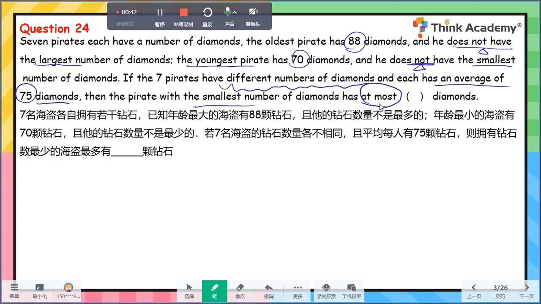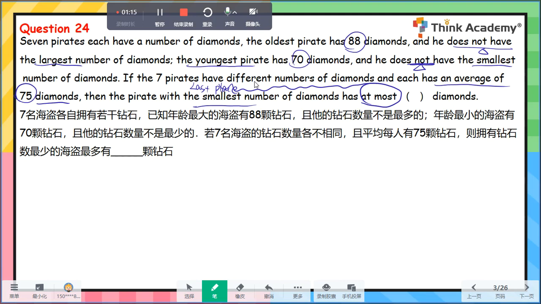Actually, this question is an extreme problem. Because there are two extreme values: one is the person with the smallest number, the other is how many he can have at most. So we had better rephrase the first one, because for the pirate with the smallest number, "smallest" doesn't mean value, it means the order. So we can replace it with the last place.